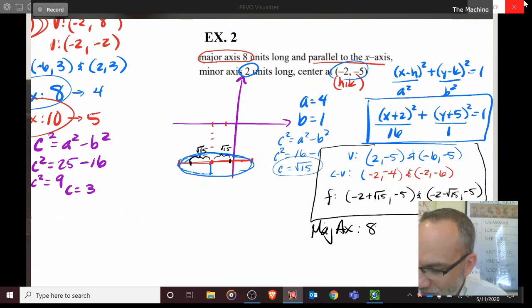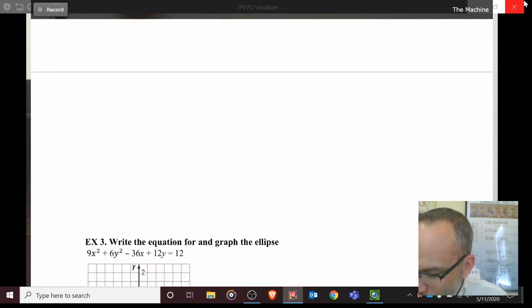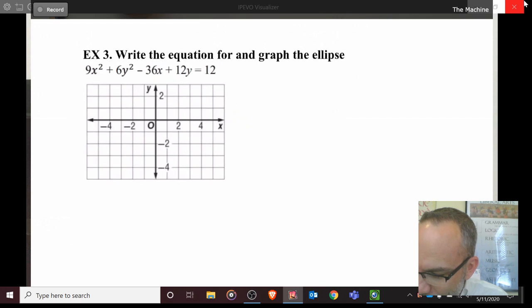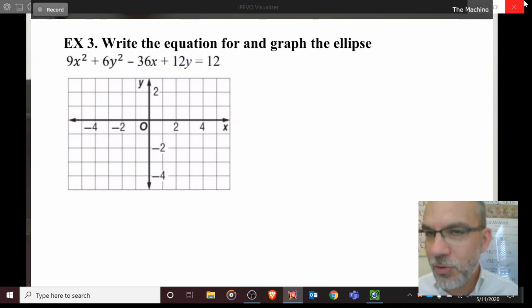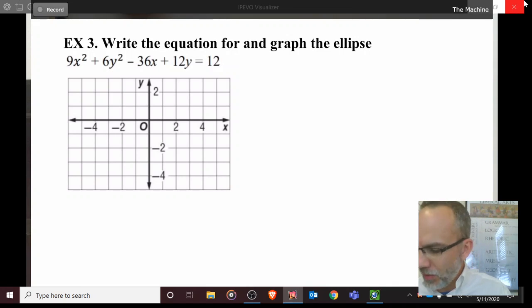Whew! Okay, now let's do one more. This will be the last one. Write the equation for and graph the ellipse. Okay, now this one's not in standard form. I'm going to have to complete the square. You guys did this before when you did things with circles and even with parabolas a bit. So let me go over here. I'm going to go to the right and do my algebra over here.